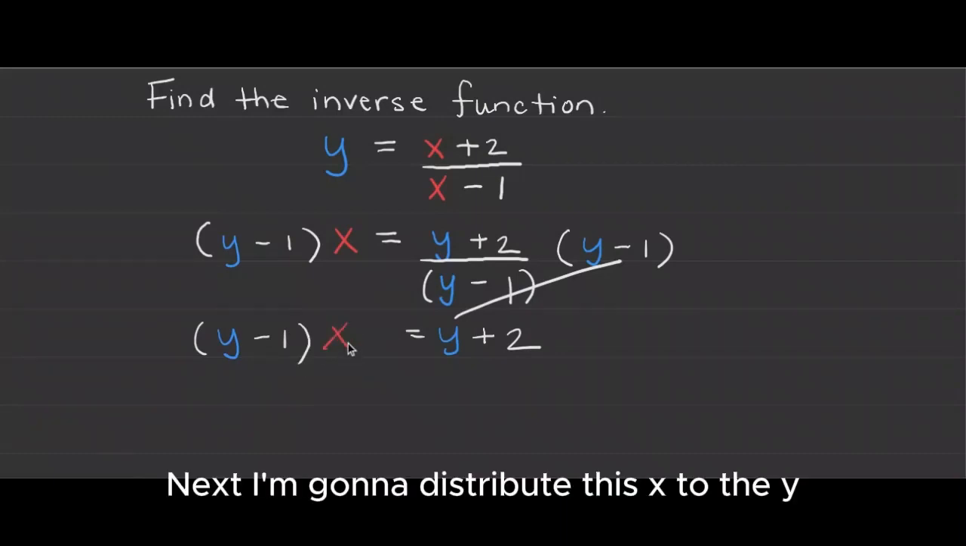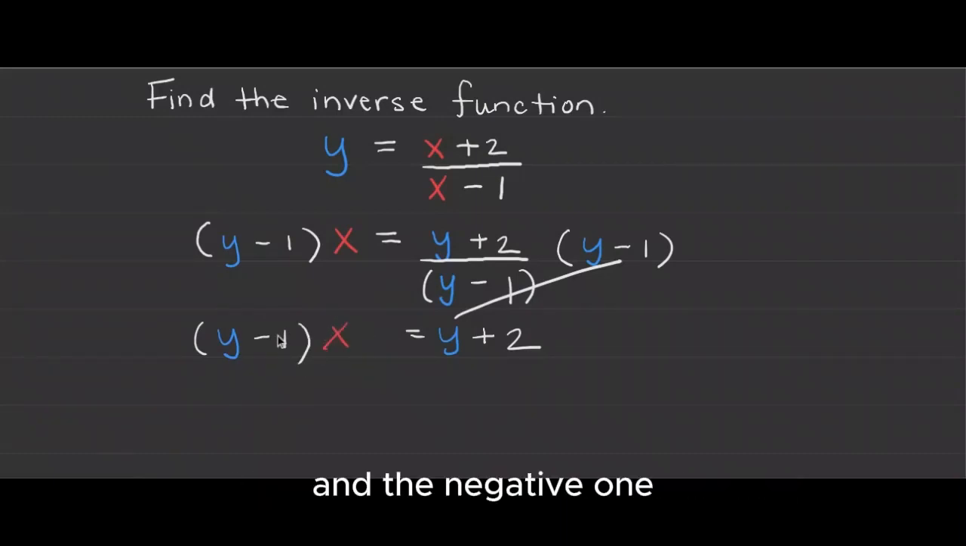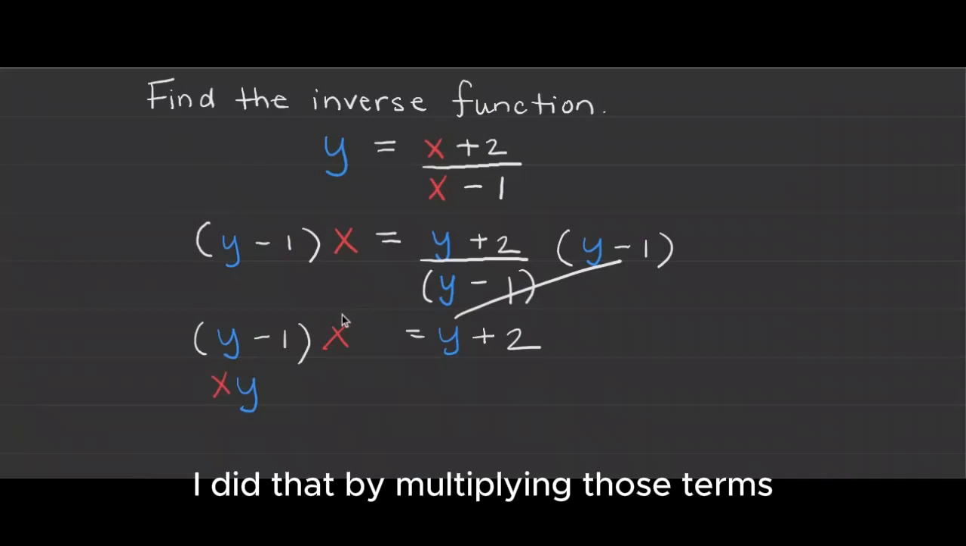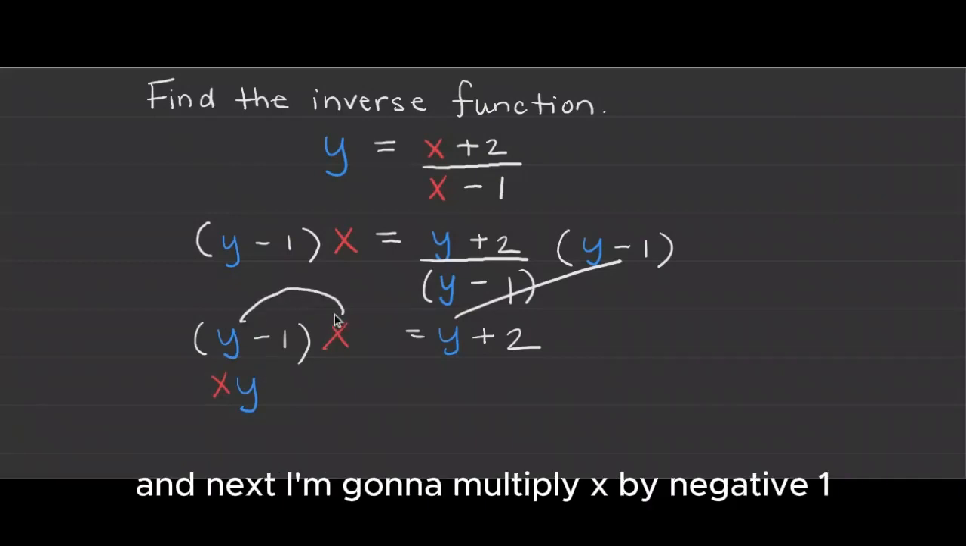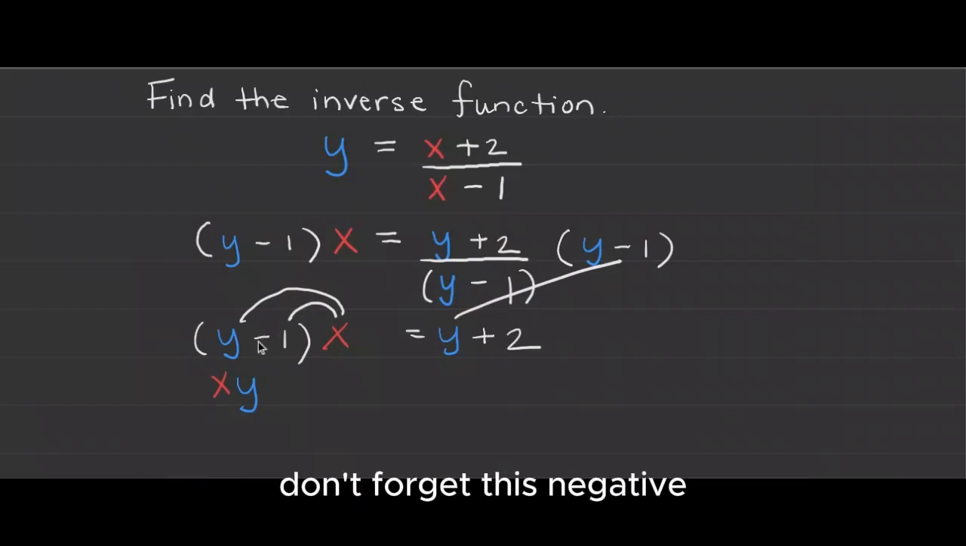Next, I'm going to distribute this x to the y and the negative 1. When I do that, I get xy. I did that by multiplying those terms. And next, I'm going to multiply x by negative 1. Don't forget this negative.